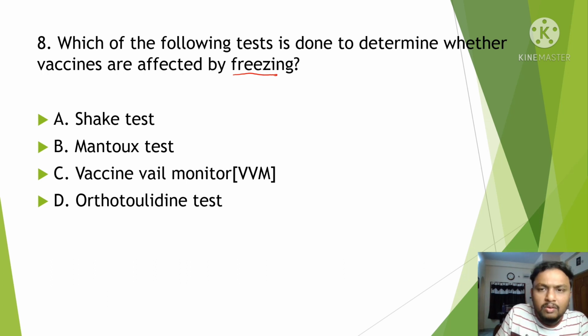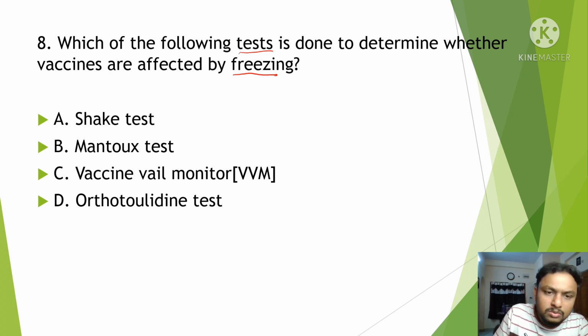Next question: which of the following tests is done to determine whether vaccines are affected by freezing? What is the test to determine whether the vaccines have been frozen or not? Your options are shake test, Montoux test, vaccine vial monitor VVM, and orthotoluidine test. So you just focus on elimination. You need to find out whether the vaccine is frozen or not. How will you test the vaccine vial?